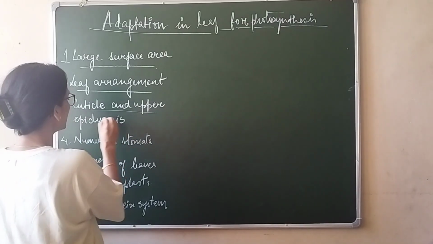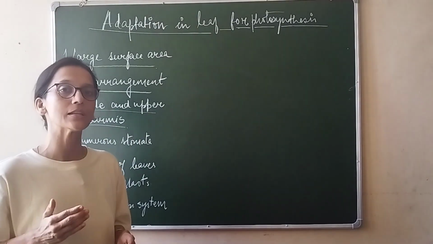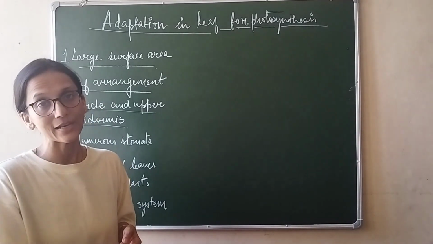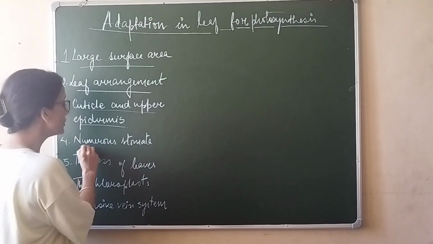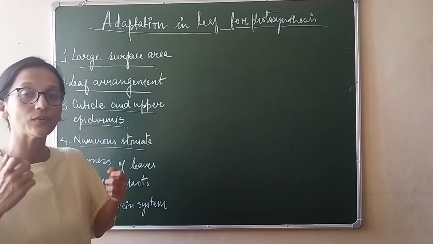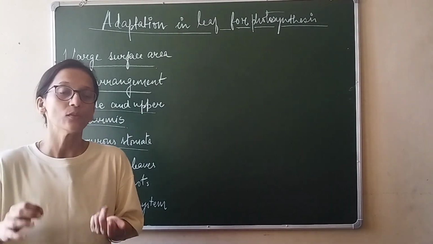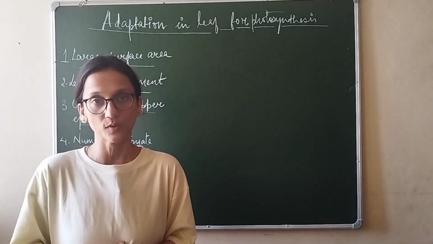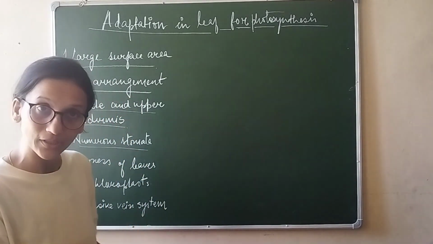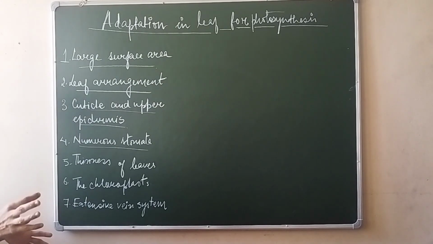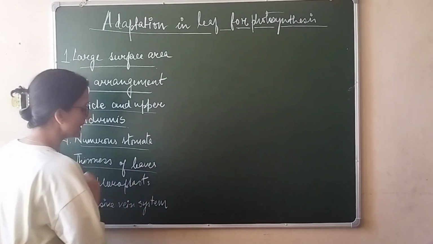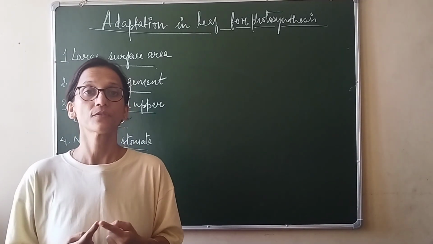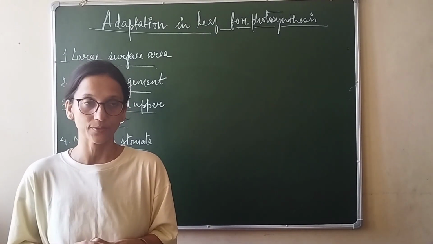Third is the cuticle and the upper epidermis. The upper epidermis and cuticle of leaves are transparent, which easily allows sun rays to enter inside the leaves. Fourth, numerous stomata. As we already know, if we increase the number of stomata, then the rate with which they can capture carbon dioxide from nature will also increase. This will positively influence the process of photosynthesis. Then is the thinness of the leaves. Thinness of the leaves will ensure quicker transportation of substances within the cells of the leaves.